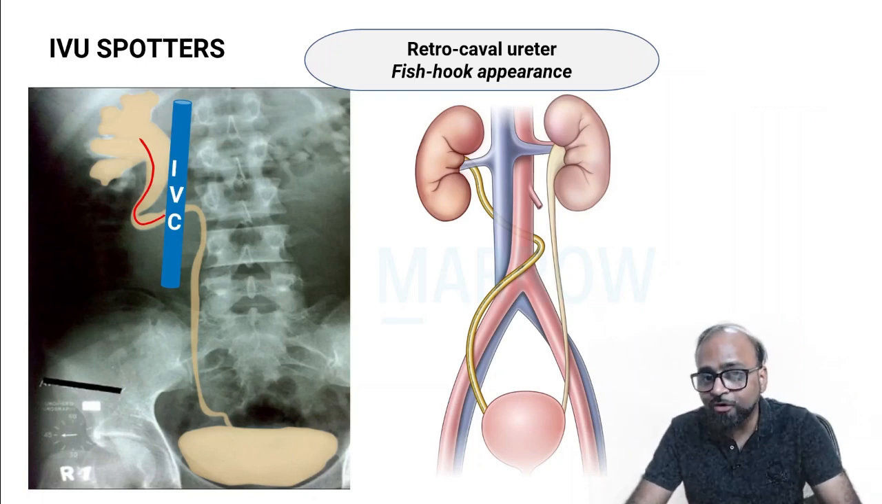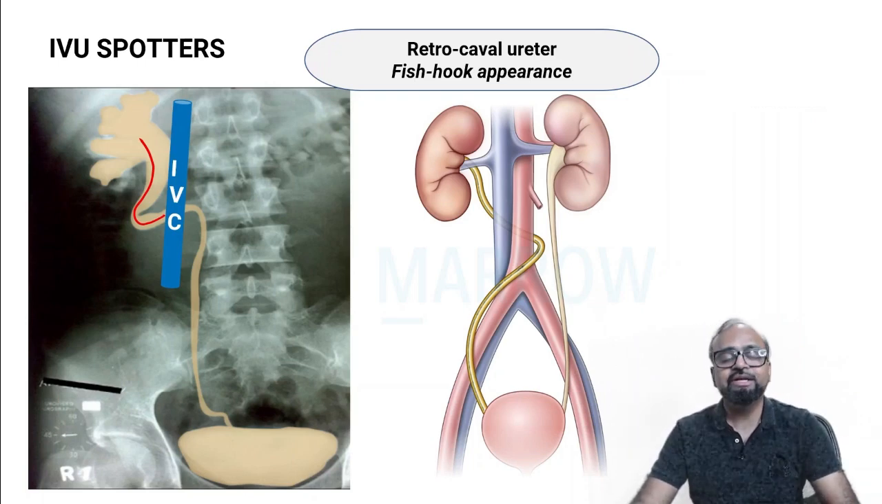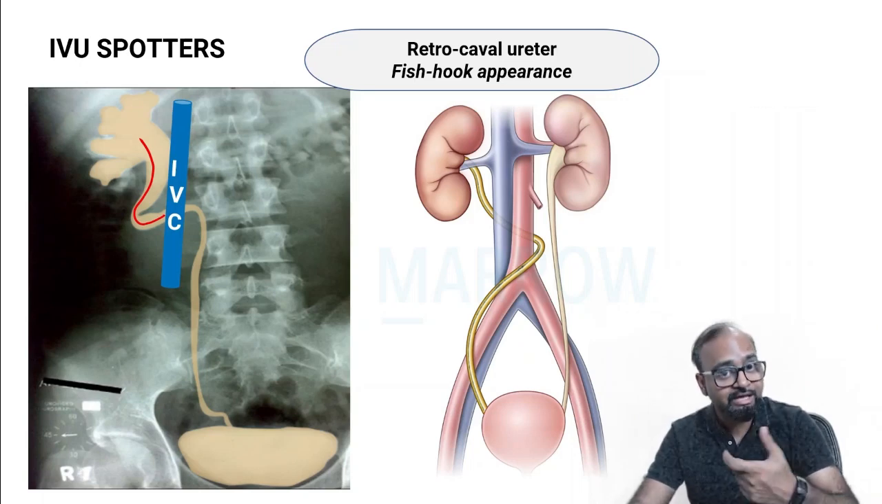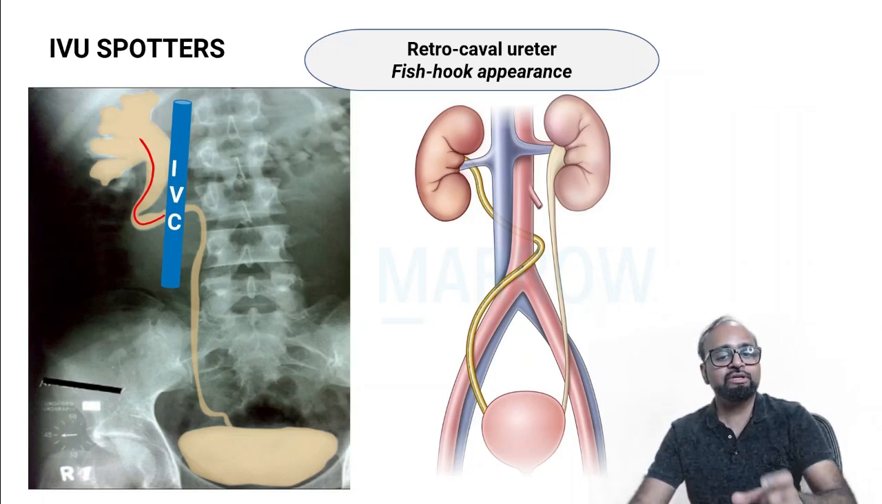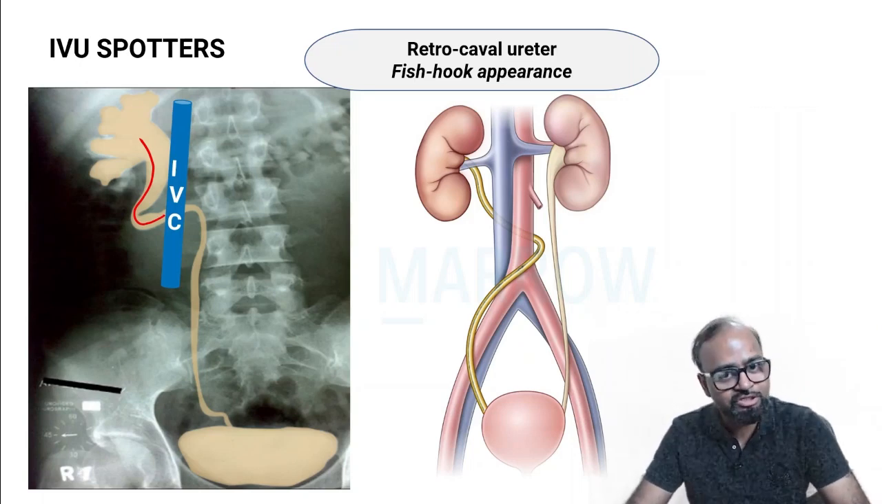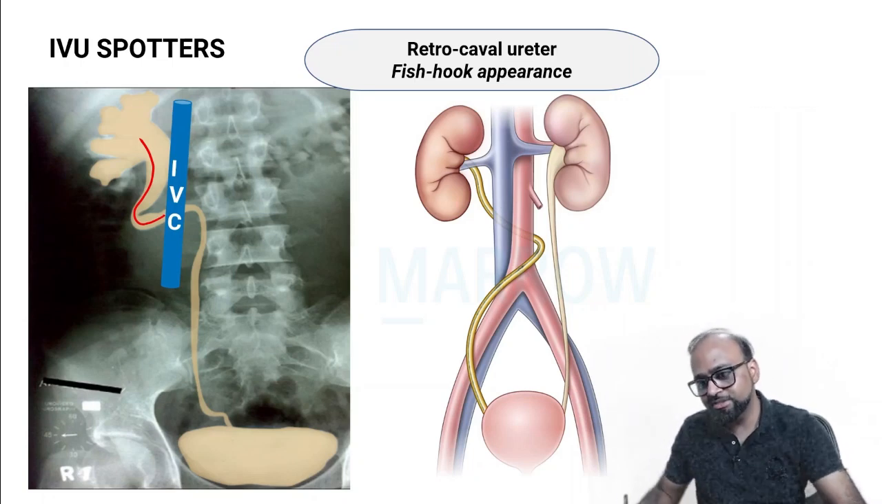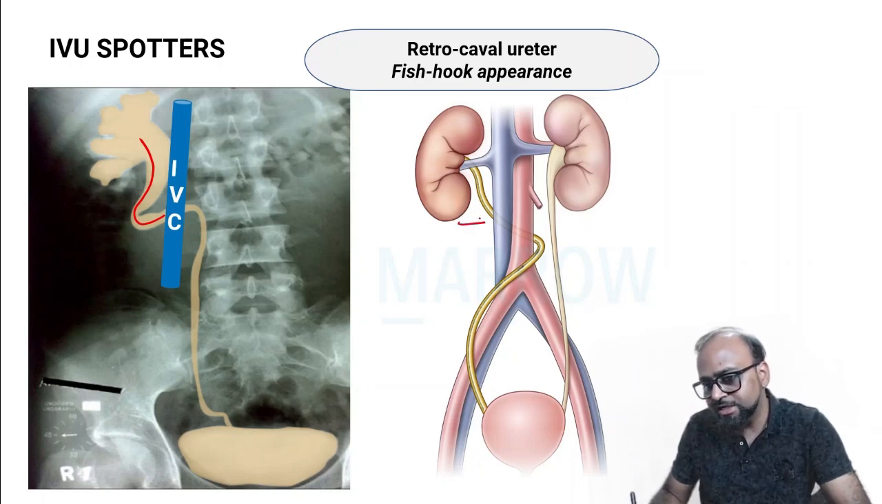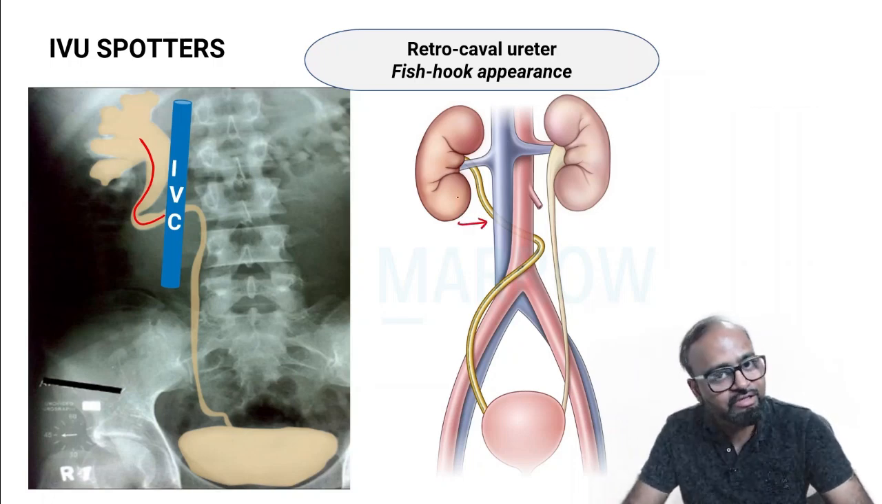This is not an anomaly involving the ureter, remember. It is a variant in the development of the IVC embryologically, and that is why the course of the ureter becomes such. This gives rise to the fish hook or J-shaped appearance of the ureter. In the retrocaval ureter, as you can see in this image, the ureter is passing behind the inferior vena cava.